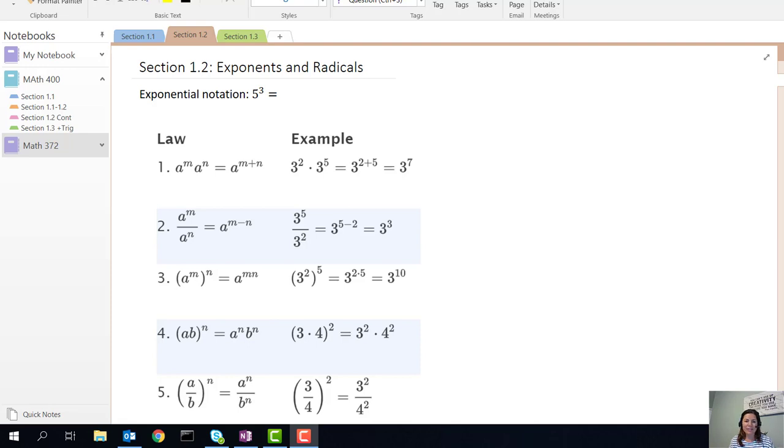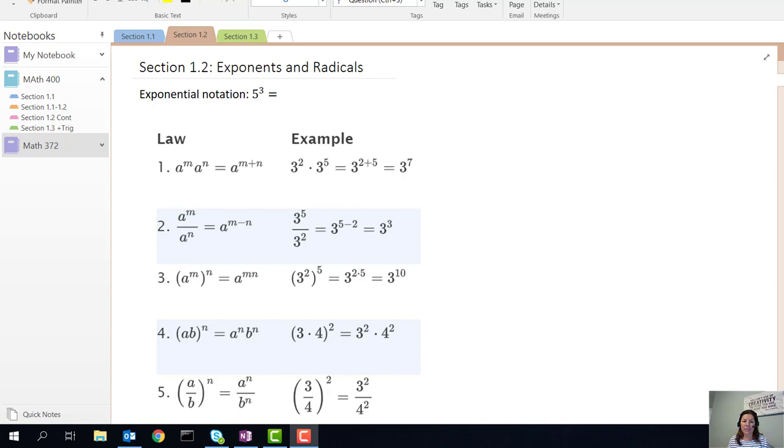Hi there. In this video, we're going to talk about section 1.2, exponents and radicals. This first part is going to be on exponents. So just to review a little bit from your intermediate algebra, I'm going to start with the rules of exponents.